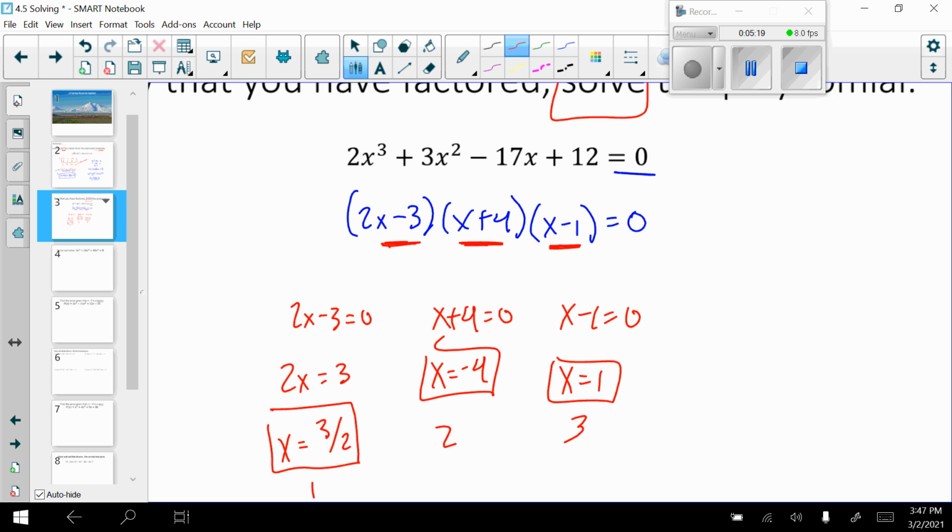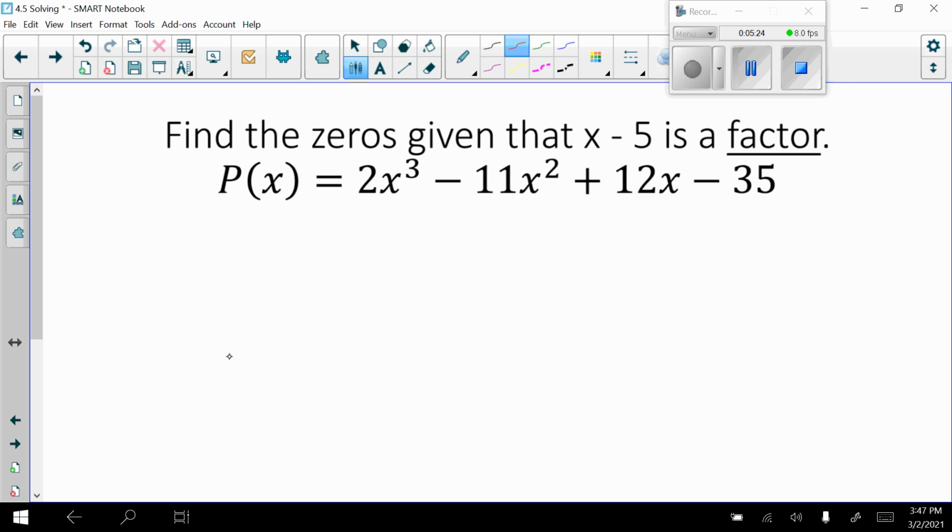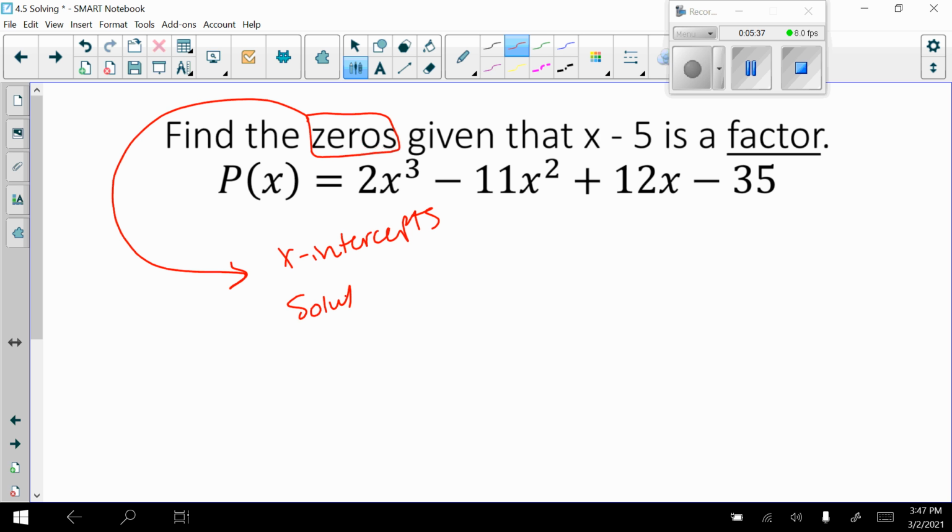So let's talk about, let's say you have a problem that's worded like this. It says find the zeros. Okay. Well, remember, zeros, that's another word for x-intercepts or solutions or roots. All those things mean the same thing. So all this is telling you to do, if it says find the zeros, is solve it. Okay, so you don't need to overthink it. If it tells you to find the zeros, that just means to solve it.